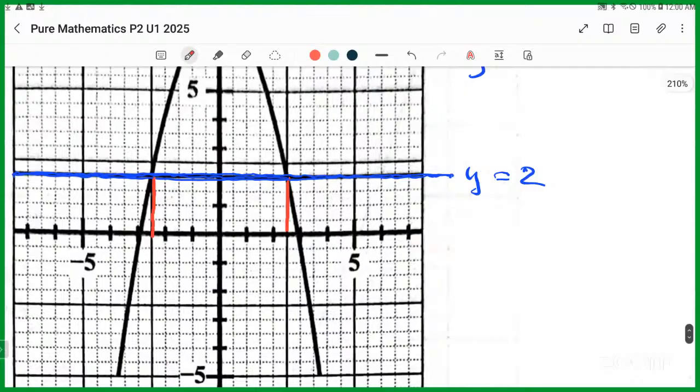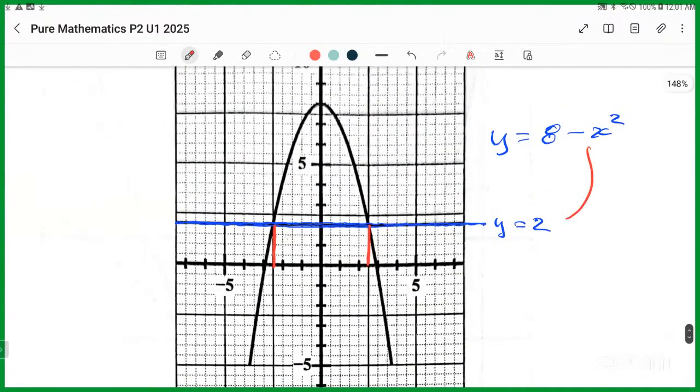If you go by the graph, that looks like half of it here, about 2.5. You can go by the graph. So we have to solve these two simultaneously to find where they meet.